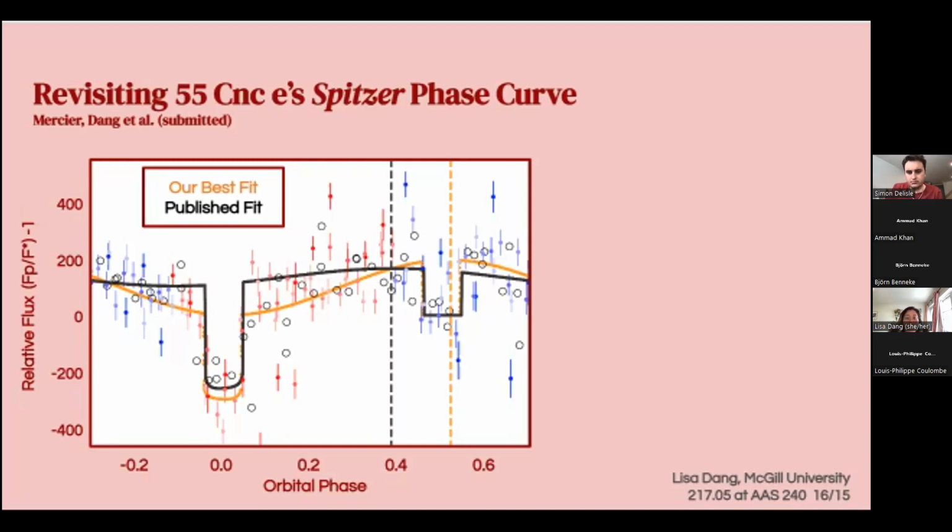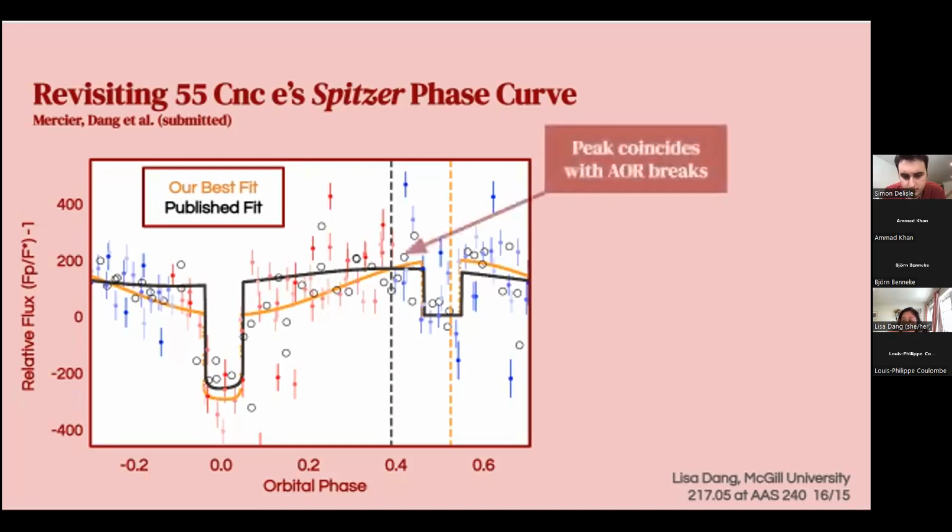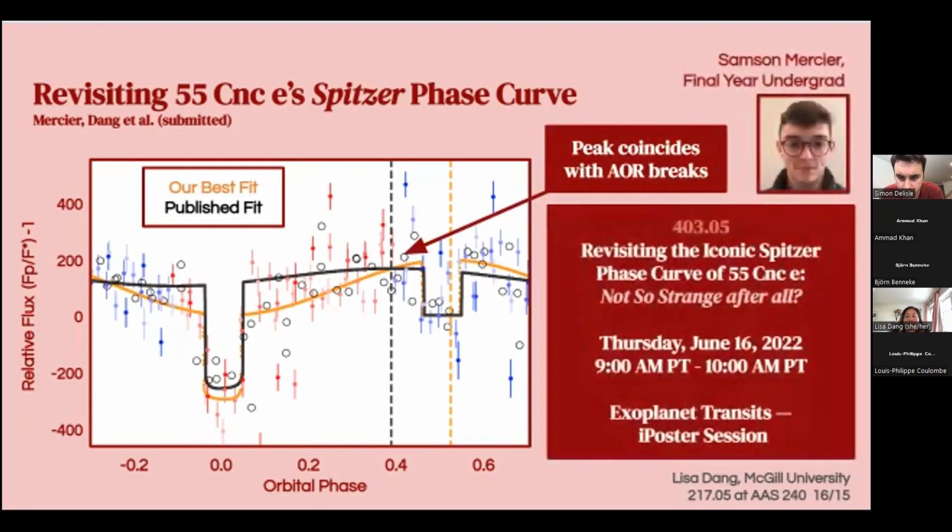And so the originally published phase curve, shown in black here, showed a surprising 21-degree eastward hotspot offset. Another thing that we also noticed is that this reported offset seems to coincide with a recurrent observation break. And so in the past year, I've been supervising an undergraduate student, Samson Mercier, who has been using our SPCA pipeline to try to reproduce these results. And so far, it doesn't seem like we're getting the same fit. The fit that we get is rather the orange one. And this paper was recently submitted a couple of weeks ago, so if you want to know more about this, you can ask at the end.